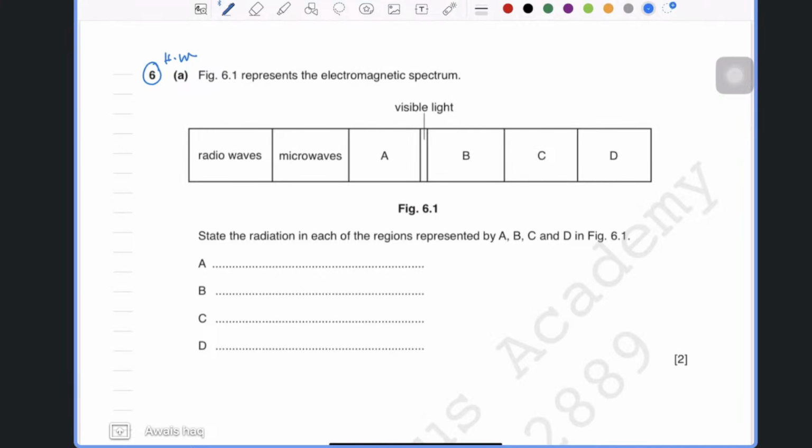What do you think A is? Infrared. And what do you think B is? Ultraviolet. C? X-ray. Yes. And D is gamma. Very good. So easy, right?